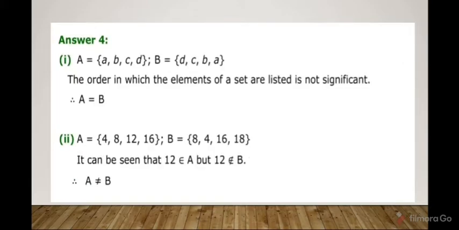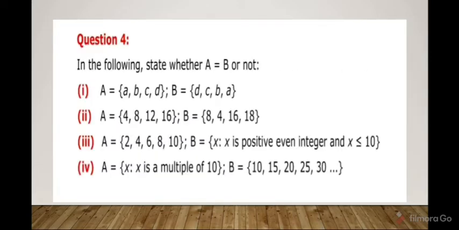So if you check the reason, look here, we can see that 12 belongs to A but 12 does not belong to B. That's why A is not equal to B. That means to justify your answer, what are the two properties? First of all, you have to check whether the number of elements is the same or not. If they are the same, then you will check whether the elements are the same or not. The order of elements in the set can be different, but the elements have to be equal.